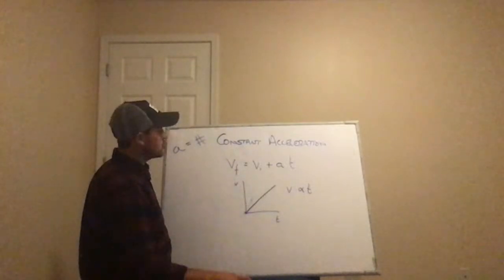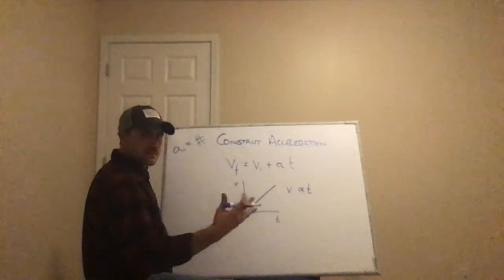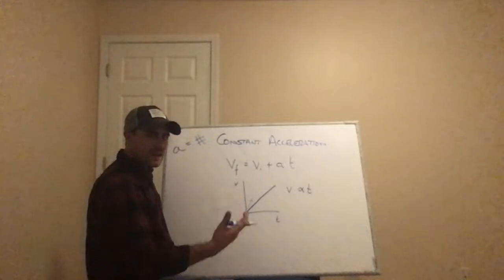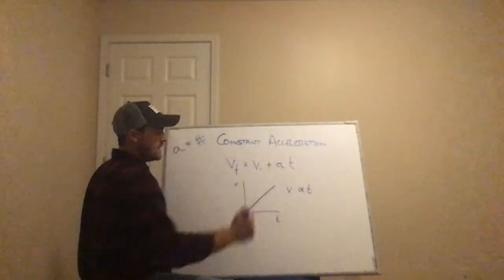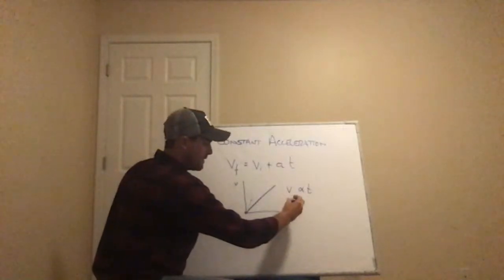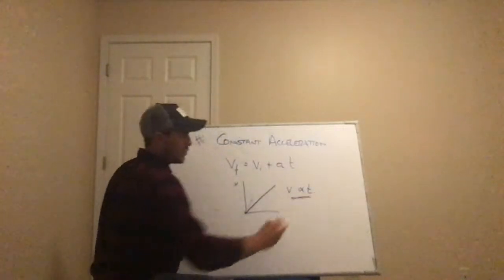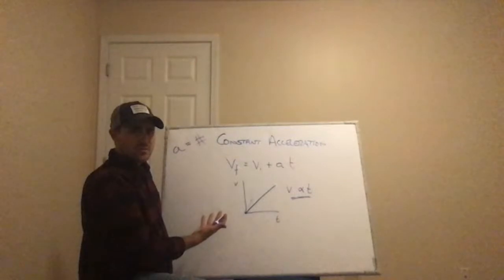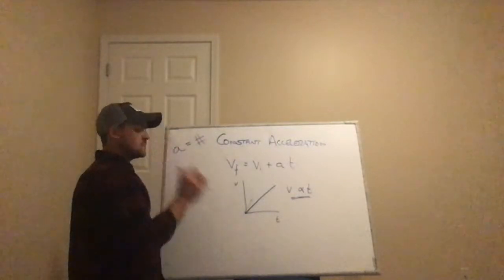This equation is great to use if I know information or I'm trying to find information about velocity and time. This is a fantastic equation to use if you're trying to figure out information about velocity or time, because this is the relationship between velocity and time. That's the first equation.